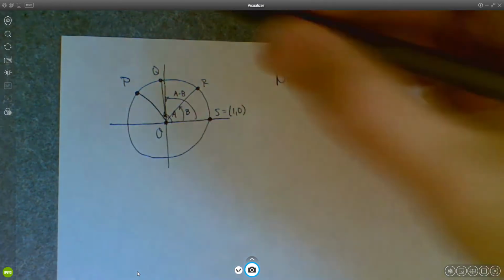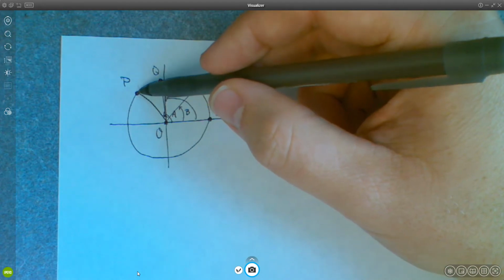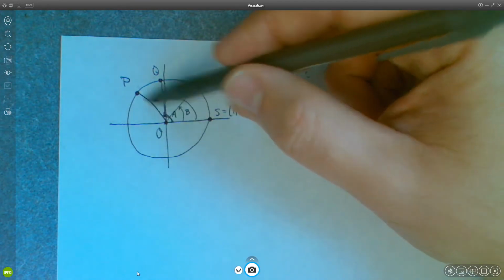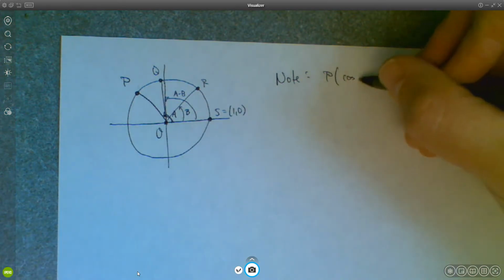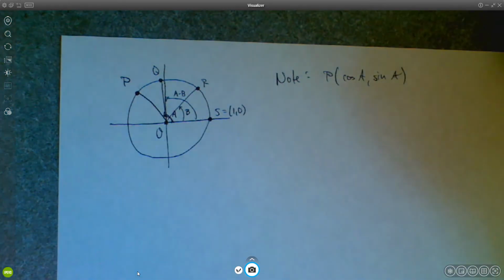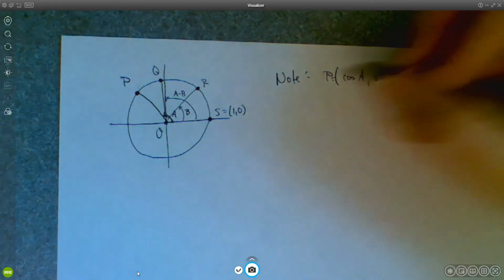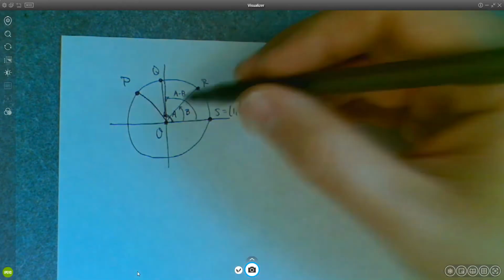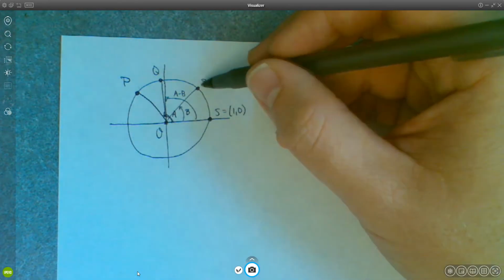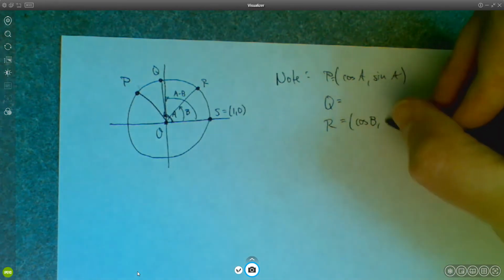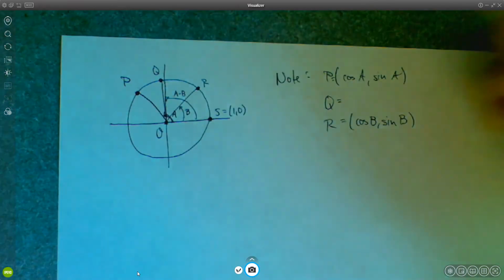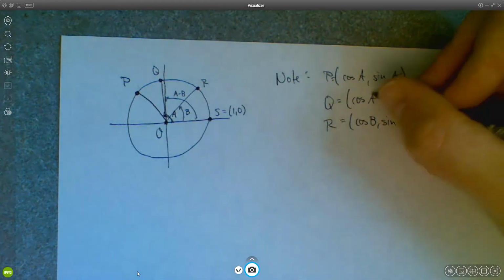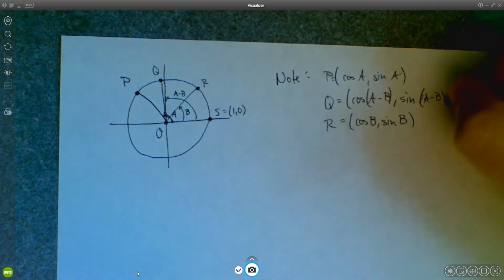Note that point P, so if this is the unit circle, then, remember this is angle A right here, so point P is just going to be cosine A, sine A. I guess I should say P equals that. Point Q, well that's a little bit harder. Let's maybe do point R. Point R, this is angle B right here. So R is going to be cosine B, sine B. So Q, well this is angle A minus B. So Q is cosine A minus B, sine A minus B.